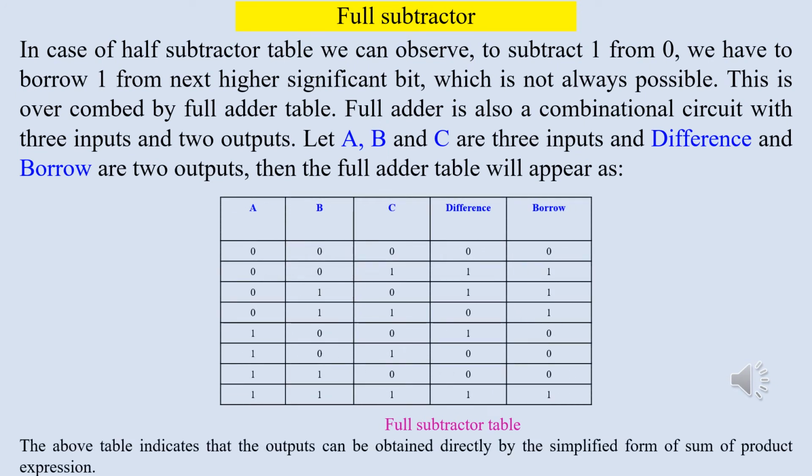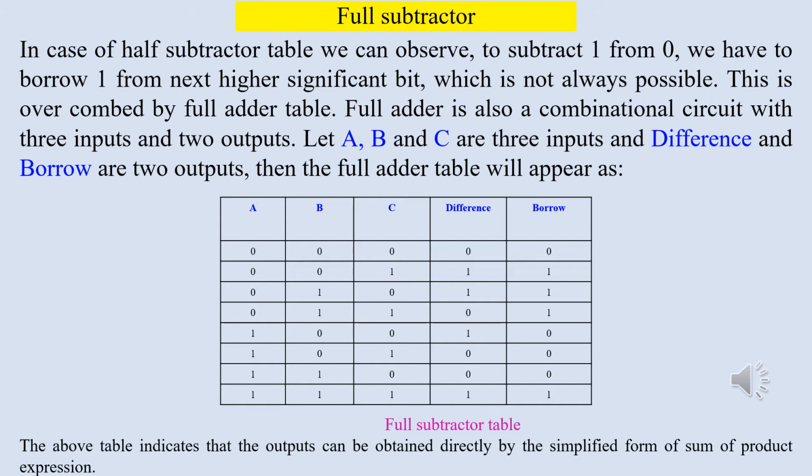Next is the full subtractor. In the case of the half subtractor table, we can observe that to subtract 1 from 0, we have to borrow 1 from the next higher significant bit, which is not always possible. This is overcome by the full subtractor table. The full subtractor table is also a combinational circuit with 3 inputs and 2 outputs. Let A, B and C be 3 inputs, and difference and borrow be 2 outputs. Then the full subtractor table will appear as drawn below.